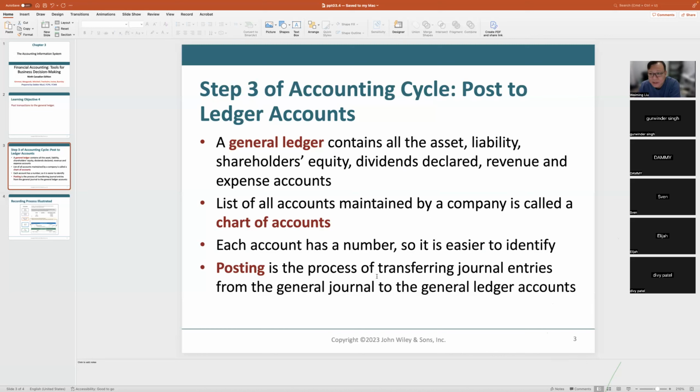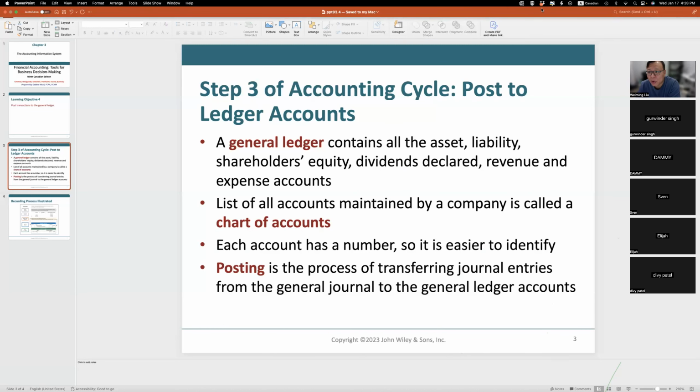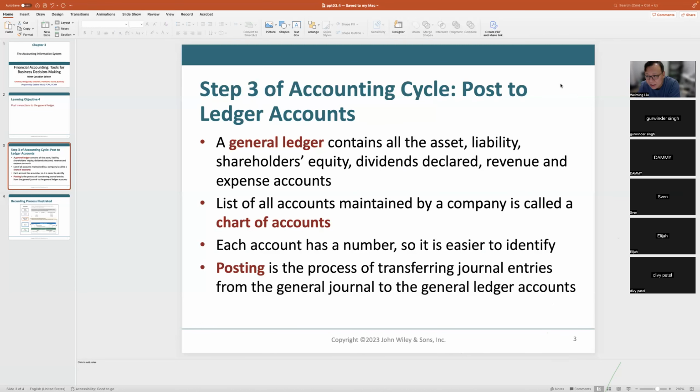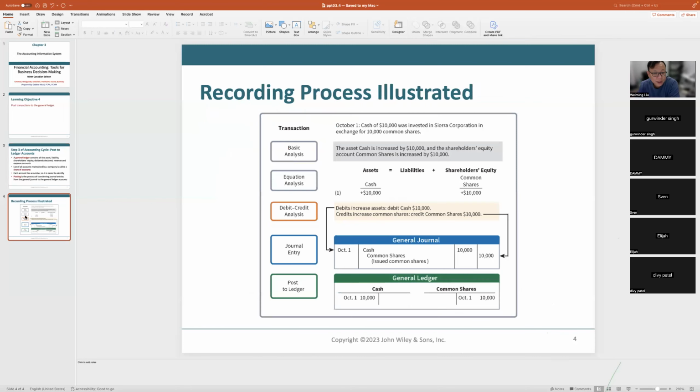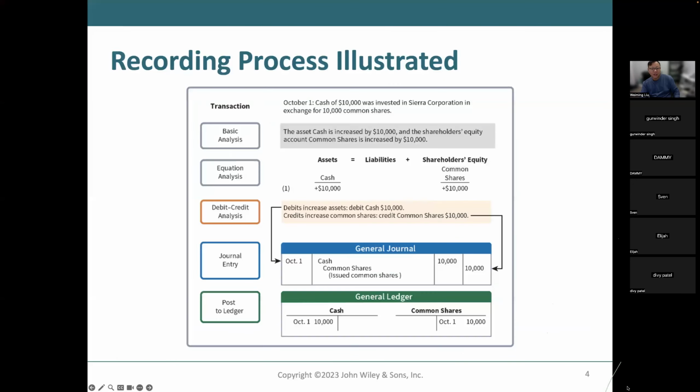Posting is the process of transferring the journal entries from the general journal to the general ledger account. Okay. So this is the picture of what we are talking about, the 4 steps, right?